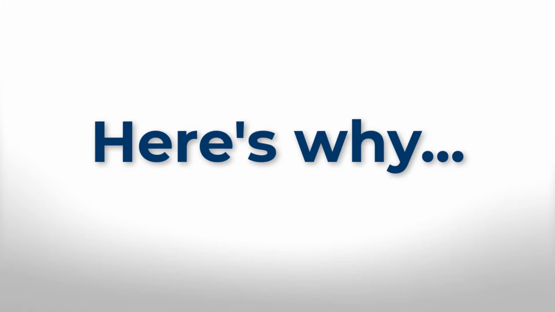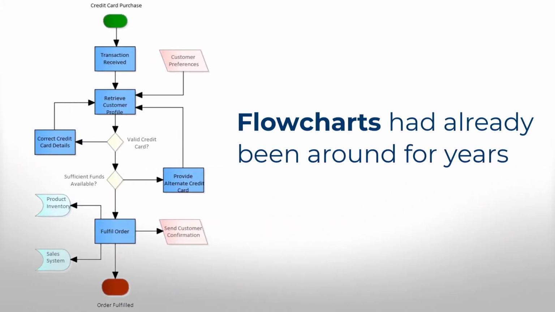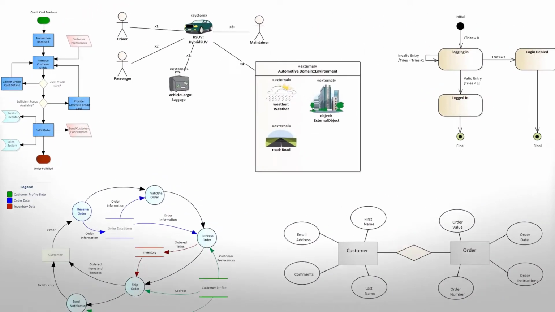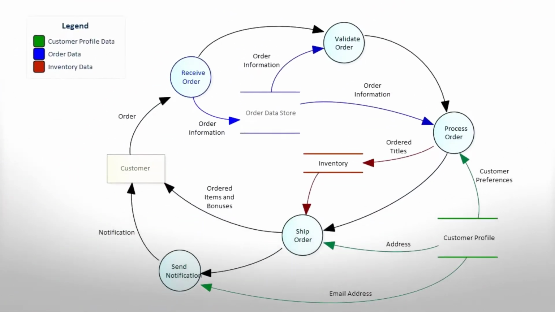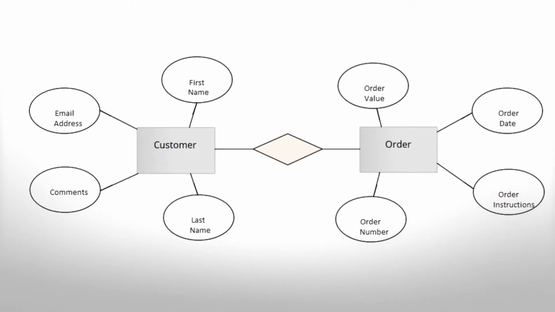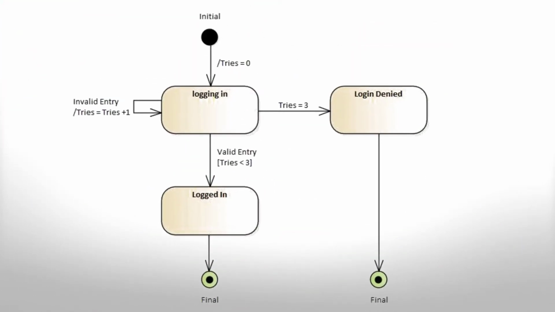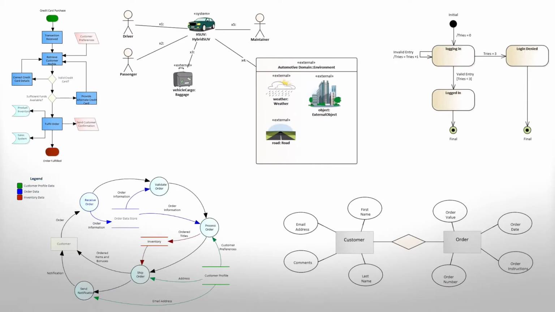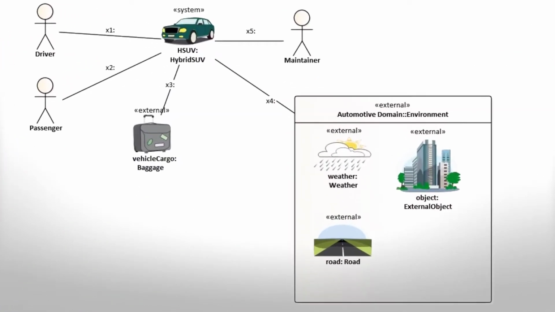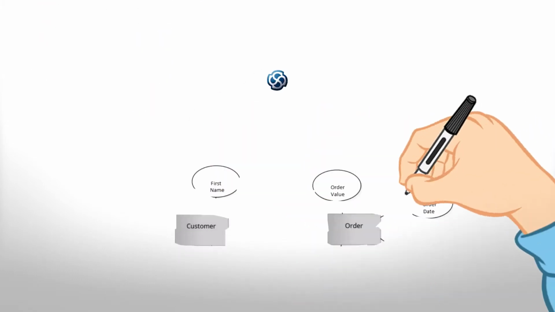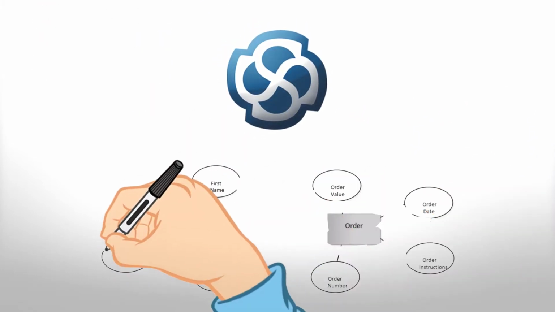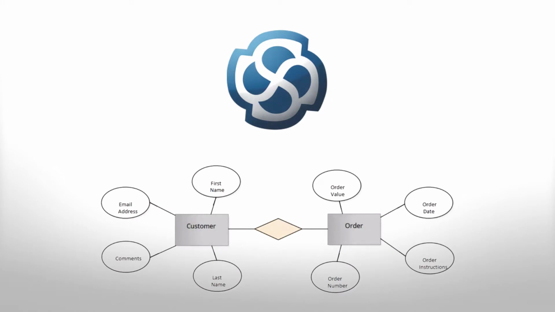Here is why. Simple diagrams like flowcharts had already been around for years. The early structured analysis models included the context diagram, data flow diagram, entity relationship diagram, and state transition diagram. Those are still useful and relevant with today's systems. For instance, every system can benefit from a context diagram. Before long, dedicated software tools came along that made it easy to draw and modify diagrams using those standard notations.